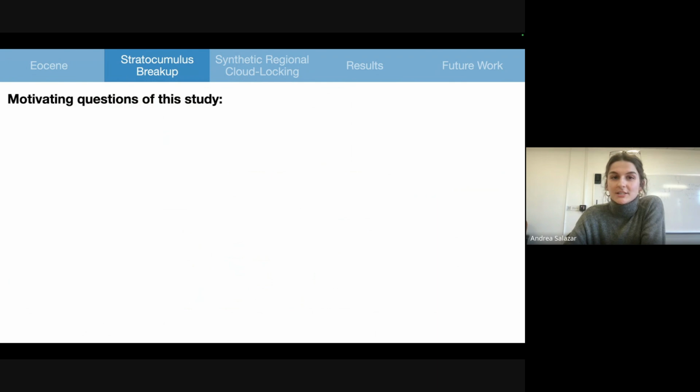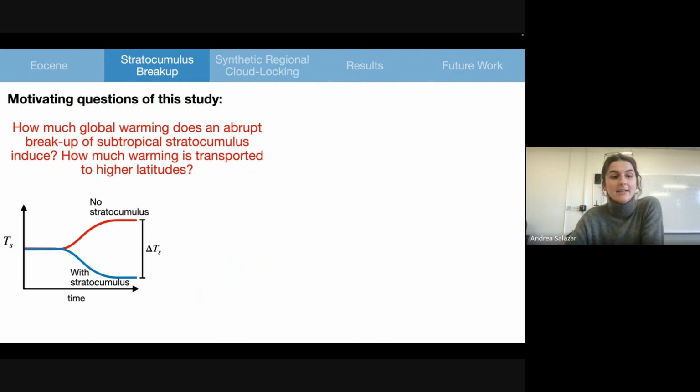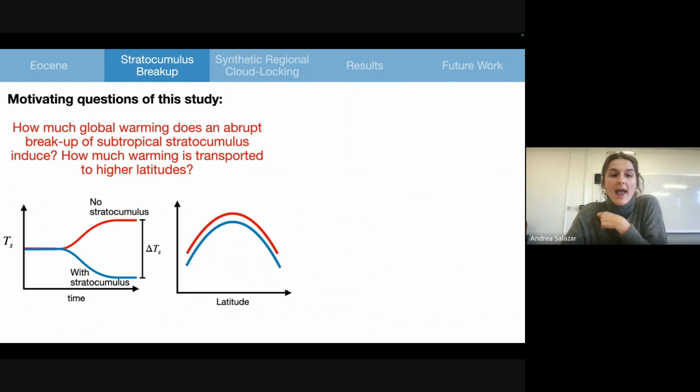So the motivating questions for this study is how much global warming would an abrupt breakup of stratocumulus clouds actually induce? So if you had a simulation and then you branch from that simulation a model run that has no stratocumulus clouds at all, so you would increase surface temperature, versus a simulation that had these very strong stratocumulus clouds, what is the global average temperature difference between these two states? And we're also interested in how much warming is actually transported to the higher latitudes, right? Because these are subtropical clouds. It's not obvious how much warming we would actually see in the high latitudes.